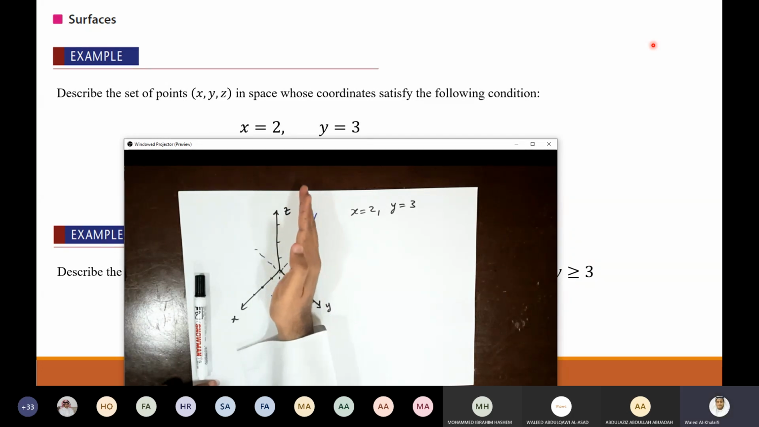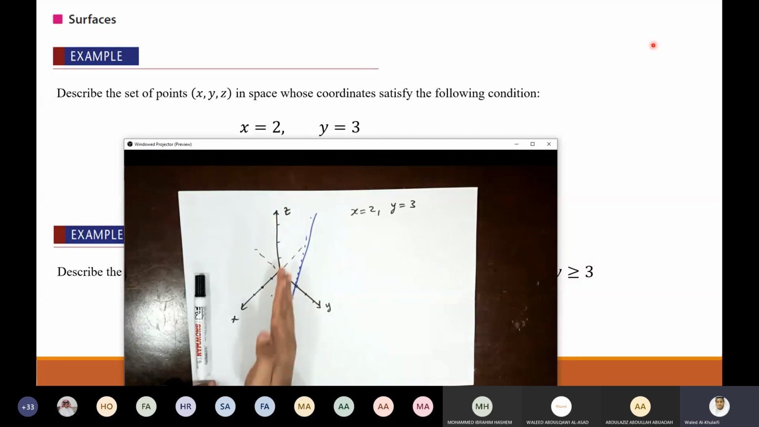I know you have a question, but I just want to finish. So all the points, the line parallel to the z-axis. Okay, yes, Faisal.